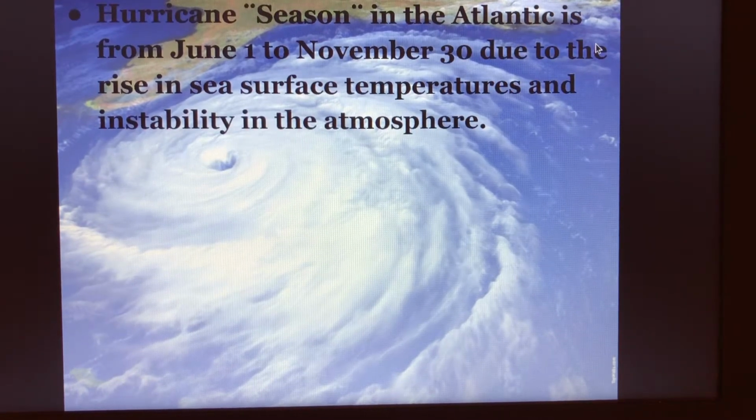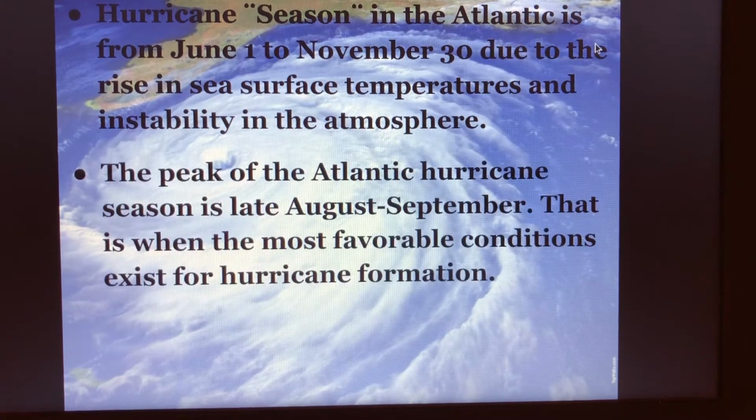Now, hurricane season in the Atlantic is from June 1st to November 30th due to the rise in sea surface temperatures, because the ocean gets warmer, and instability in the atmosphere. Now, June and July are typically not very intense months for hurricanes, but moving into late August and September, that's when you're going to get to the peak of hurricane formation.